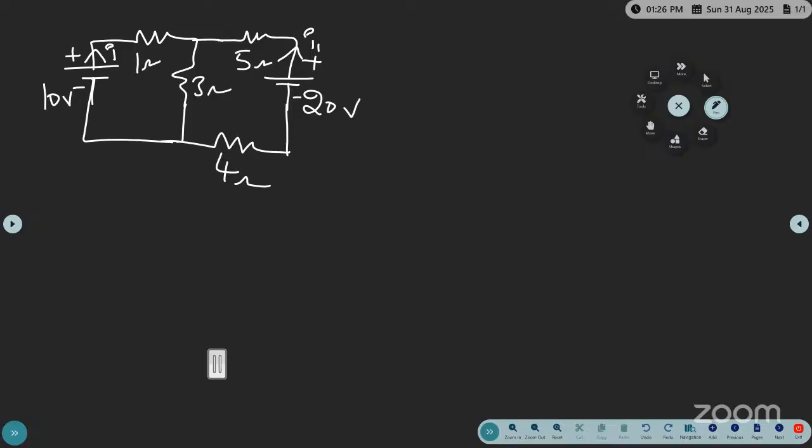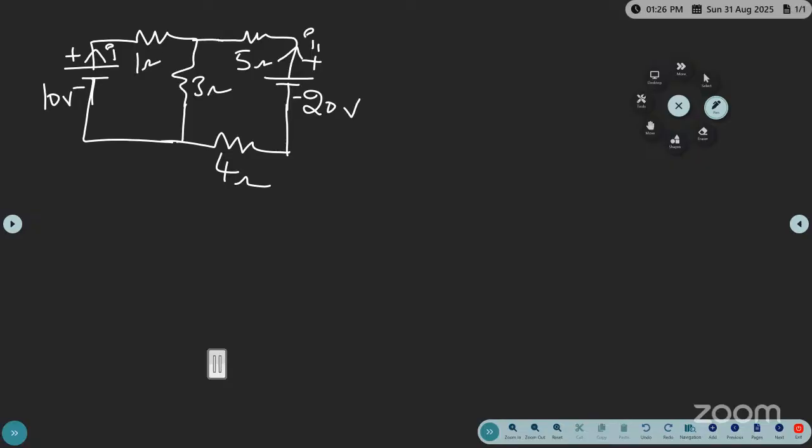For this problem, by using mesh analysis, we are finding any one parameter. We are not worrying about which parameter we are finding. What is the current in 4 ohm? What is the current in 3 ohm? What is the current in 1 ohm or 5 ohm? Irrespective of what they are asking, you have to apply mesh analysis. This is compulsory.